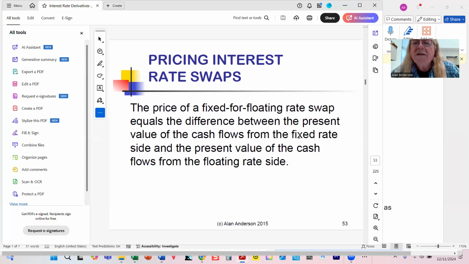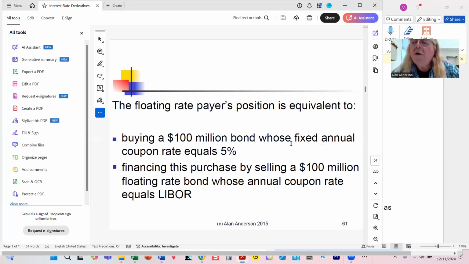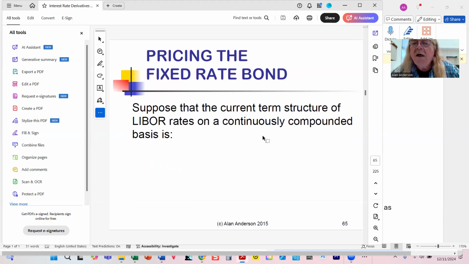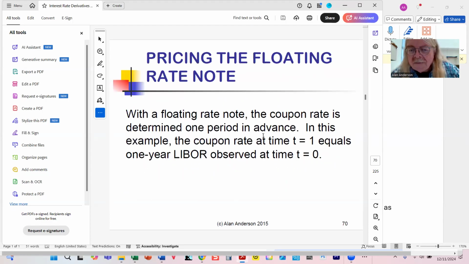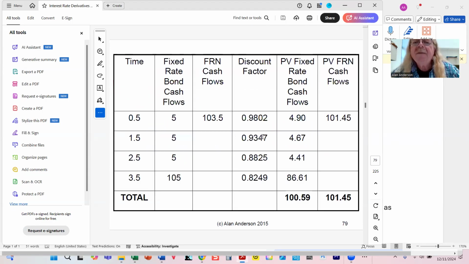So why are we mentioning this here? Because swaps are equivalent to a portfolio of forward contracts. We don't really have time to get too deeply into this right now, although you can read this on your own. But this little table shows you how you would determine the value of a fixed for floating rate swap at any given time. And it would be based on the term structure of interest rates in the market.